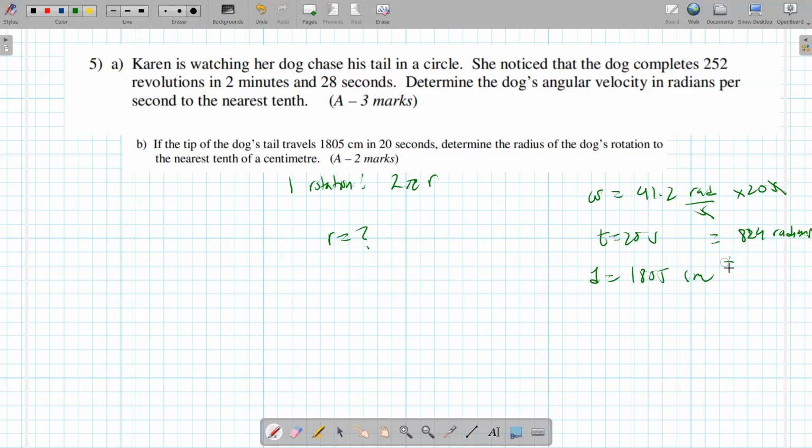So 824 radians. How many rotations is that? Just divide that by 2 pi. So 824 divided by 2 pi. Make sure to put the 2 pi in a bracket. So that is 131.14 rotations. So we know in 1 rotation, we travel 2 pi r, and in 131.14 rotations, we traveled 1805, yeah?